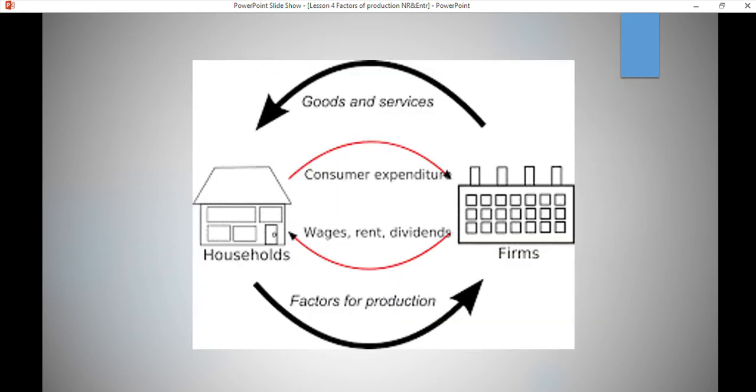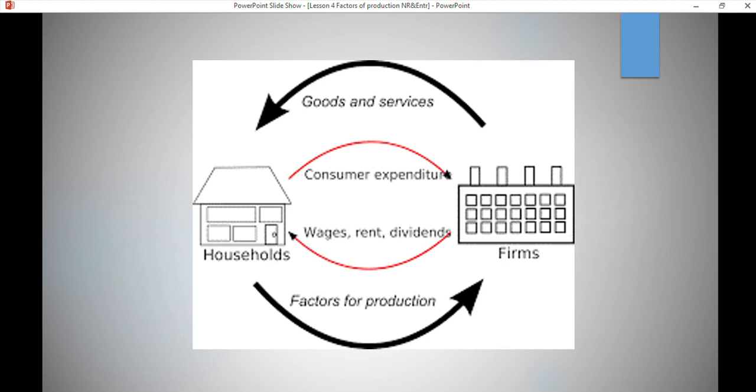Okay, I just want to explain this quickly to you. You'll do this in more detail in grade 9, but just so that it's not entirely new: if you start at the right, firms will want to produce goods or services for households as they want to receive some sort of income.